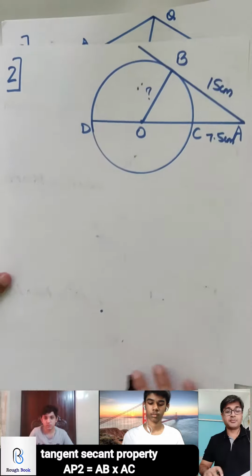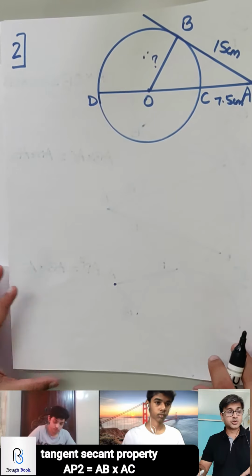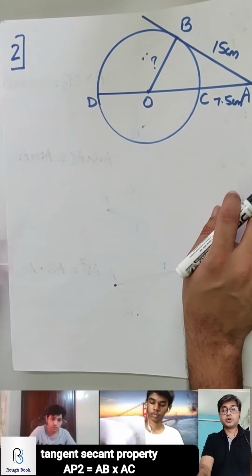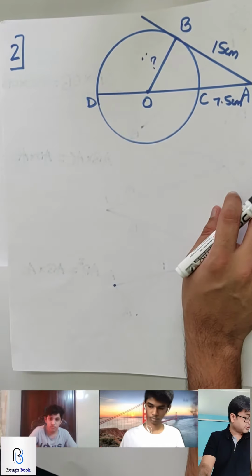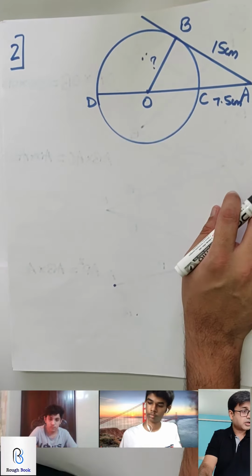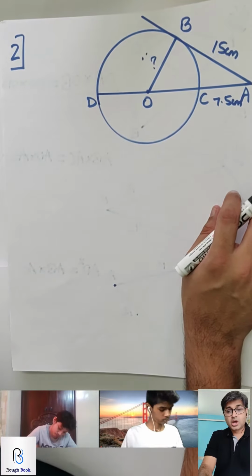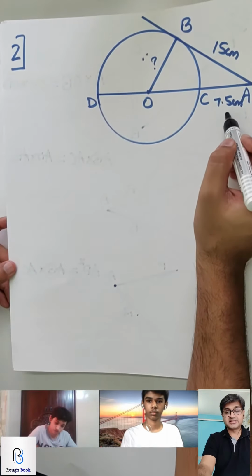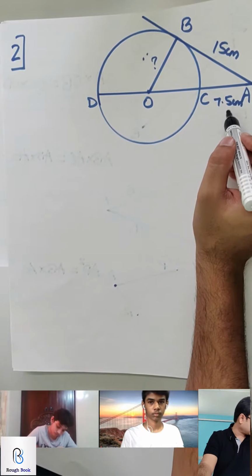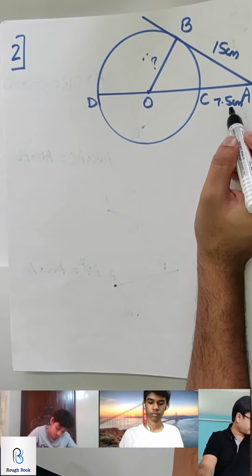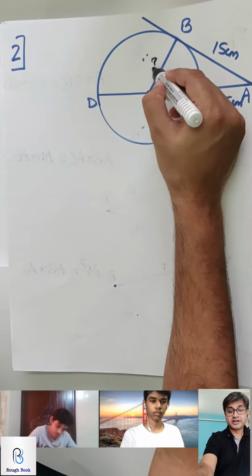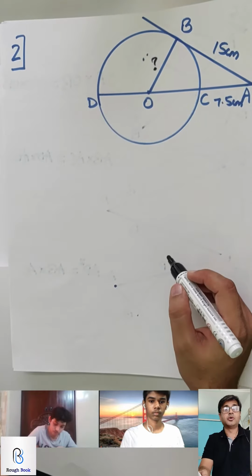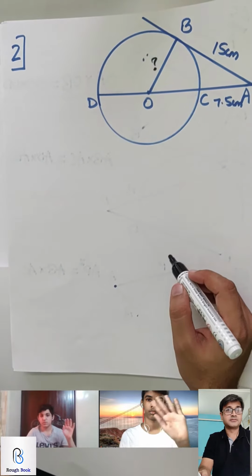So let's begin. Sum number 2. For both the viewers, sum number 2 is what we are beginning with. The diagram is already given in the textbook, so we're just starting from there. OB is the radius, AB is the tangent with 15, AC is 7.5. I guess AC, yeah, AC is 7.5. The question is to find the radius. So any clue how you are going to find the radius? Any one of you guys?